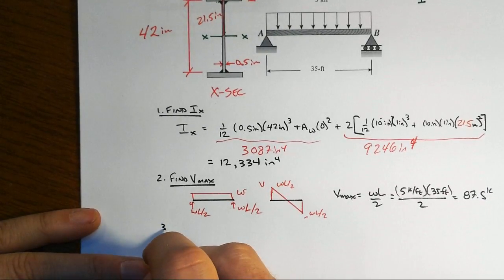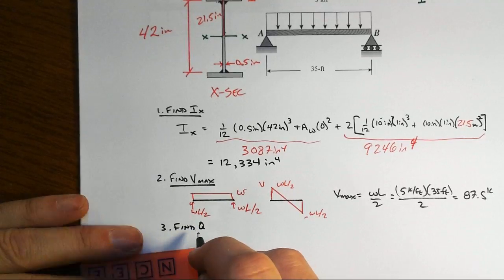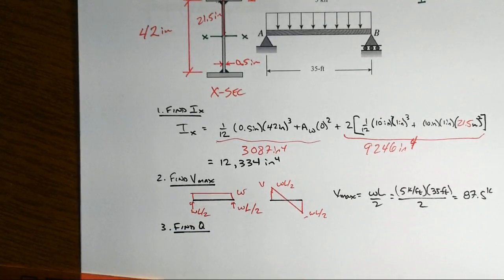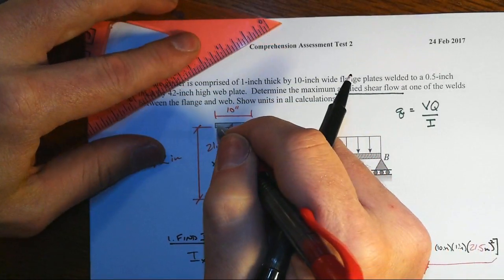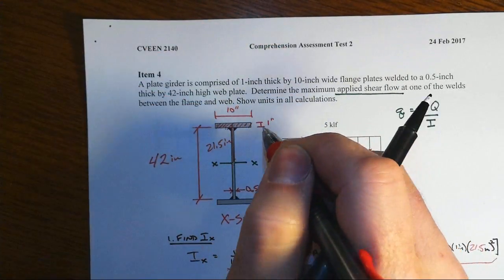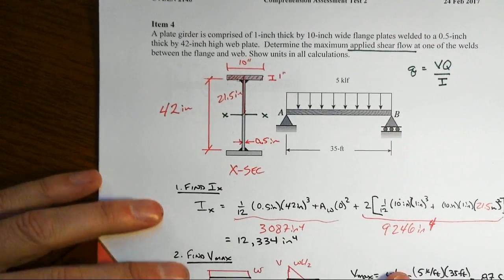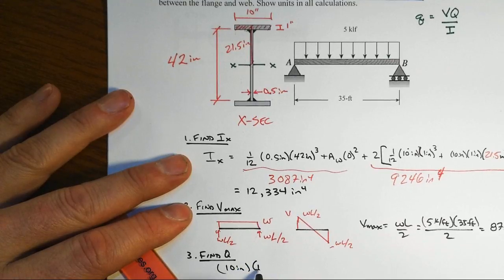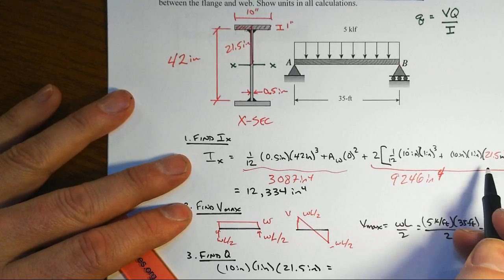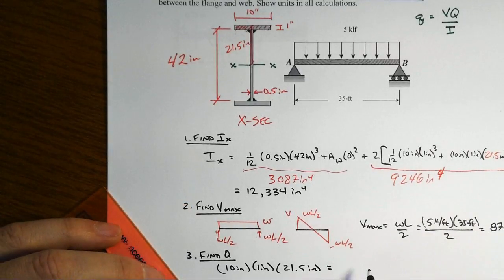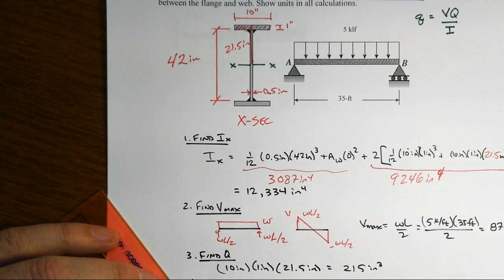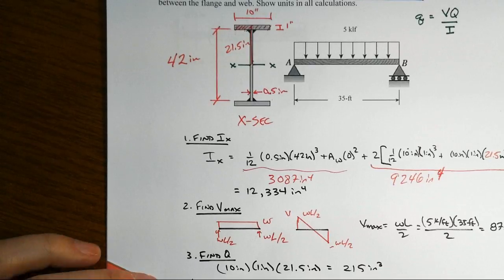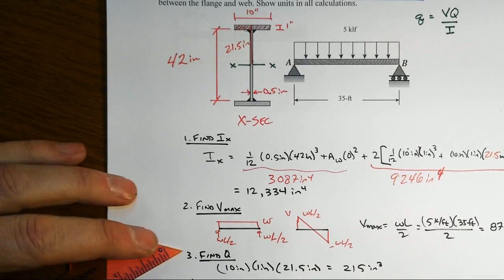So the only thing left to find is our capital Q. That's the first moment of the area that is sitting outside of the point of interest. So that's this flange area only, flange plate, and so that area is 10 inches by 1 inch. Its moment arm, 21.5 inches, the same as when we were doing the Ad squared term before, it turns out. And so that's 215 cubic inches, and that allows us to find our shear flow at the welds.